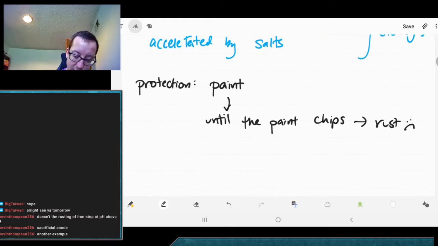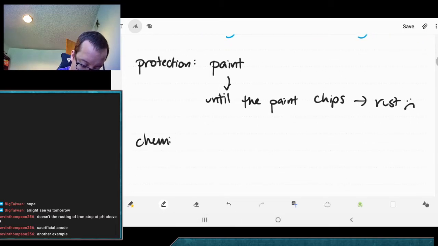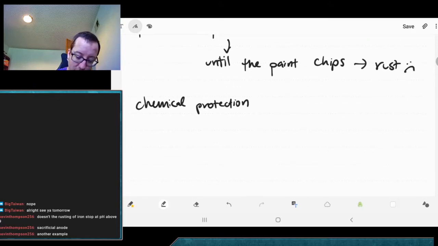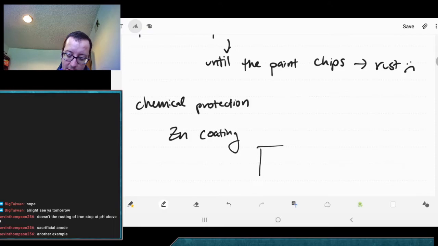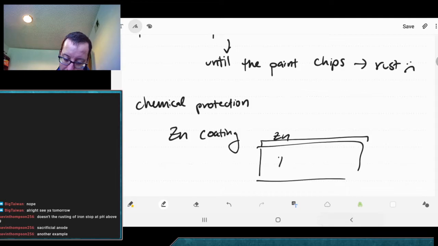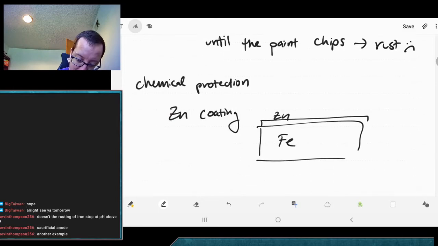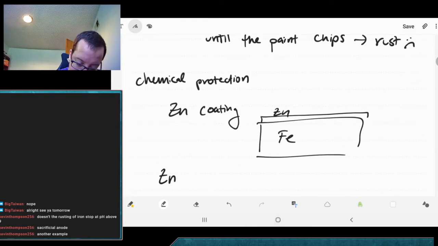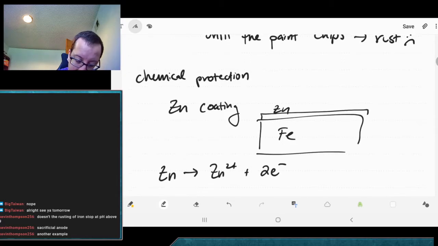But yes, there are other ways to do it as well. We can have chemical protection. For example, if you coat your iron surface with zinc, the zinc actually has a better potential for oxidation than the iron does.